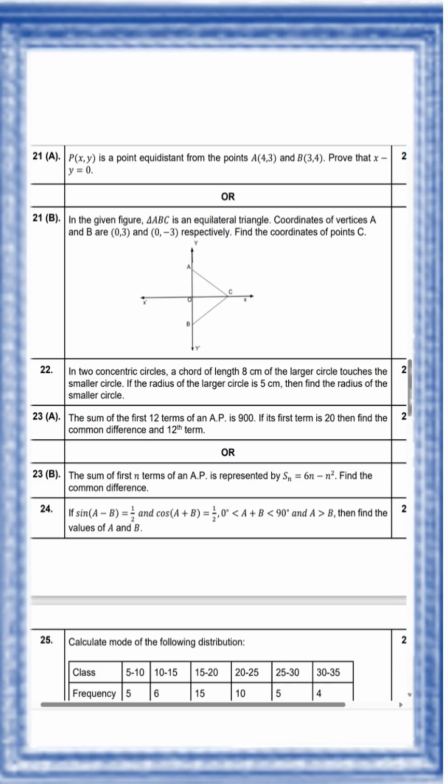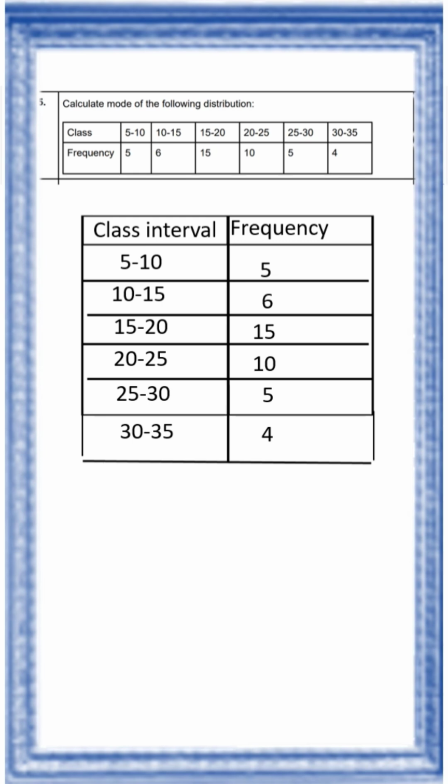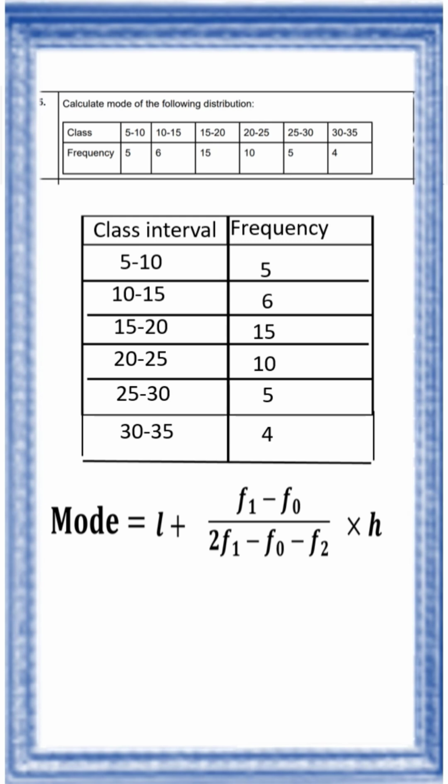Now let us solve 25th question. Calculate mode of the following distribution. Now let us write class interval in the first column and frequency in the next one. We have to calculate mode, so the formula for the mode is L plus (F1 minus F0) upon (2F1 minus F0 minus F2) into H. Now let us identify where is L. The highest frequency is 15, so the modal class is 15 to 20, so L is 15. This is L, this is F0, this is F1, this is F2, and H is 20 minus 15, H is 5. Now let us substitute the values.